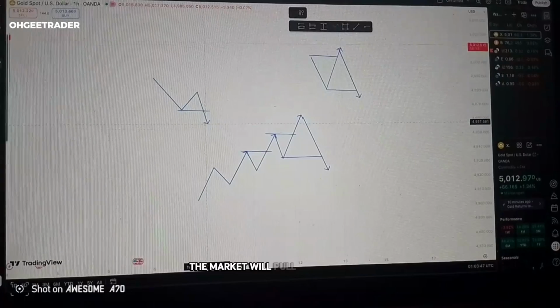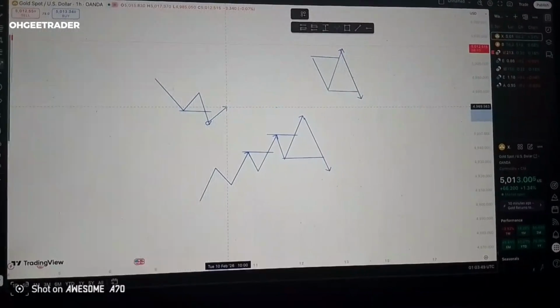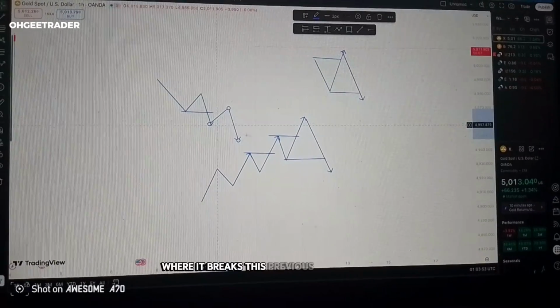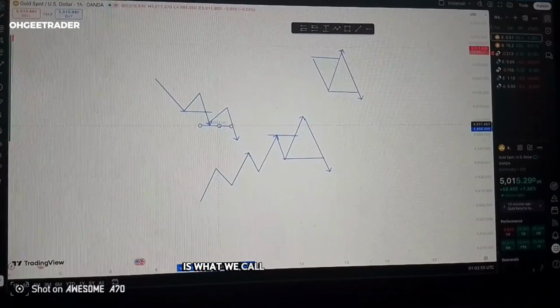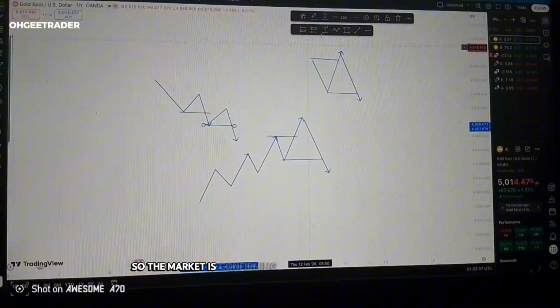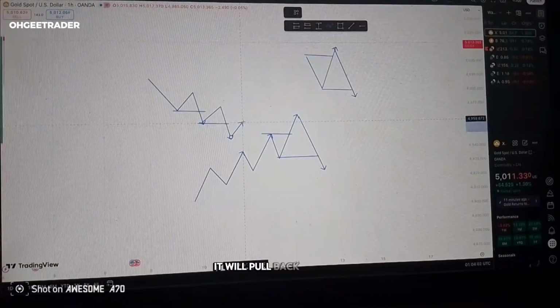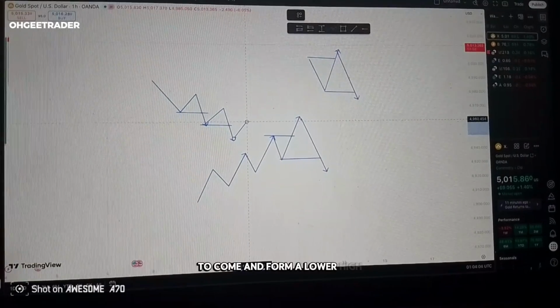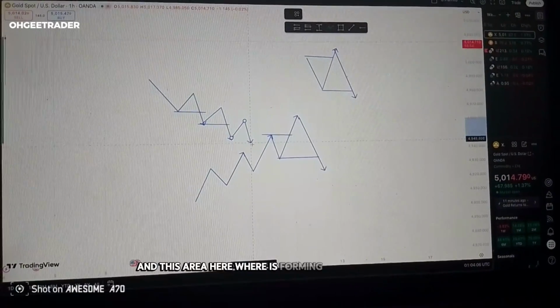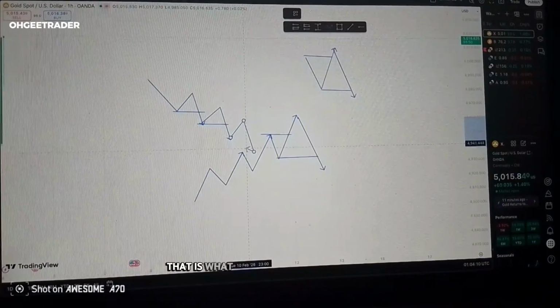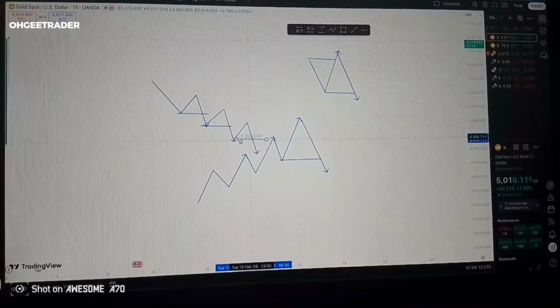And usually the market will pull back up again to form a lower high, and when it comes out to form a new lower low, this area here where it breaks this previous lower low is what we call a break of structure. So the market is confirming to you that it's going down. It will pull back up again to form a lower high, and this area here where it forms a lower low again, where it took out this previous low, that's what is called a break of structure.